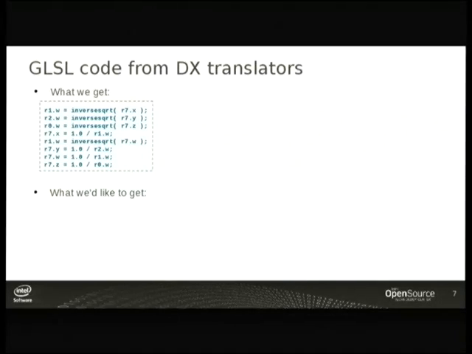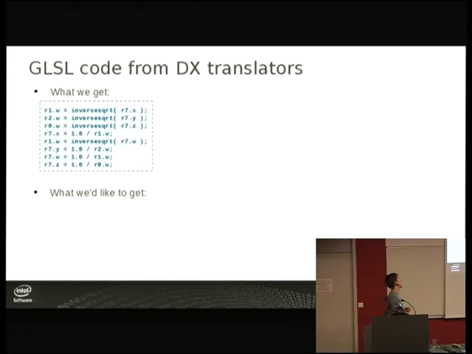I've mentioned that we get a lot of code from DX translators. It's kind of interesting mining these things for gems like this. So I think this was from a Team Fortress 2 shader. Typically, the shaders look like they have already been register allocated. They have names like R1 and R7. They use different components of the same variable for wildly different things.